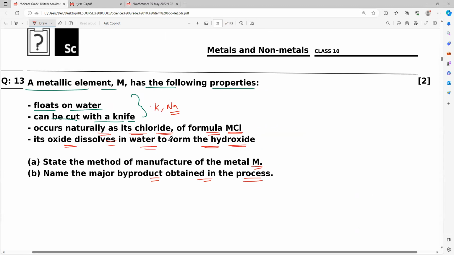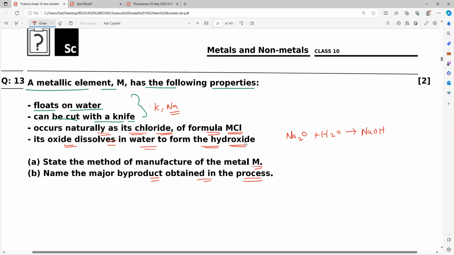Its oxide dissolves in water to form the hydroxide. So what will happen, everybody? Sodium oxide dissolves in water. It will form a what? Everybody? Sodium hydroxide. Remember? That is what.